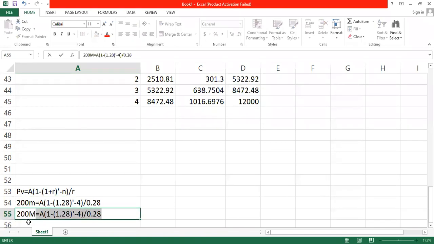So do it and give me the answer. 200 million is equal to. If you do that one, what are you getting? Just do the one that you can do. The A you don't know, so just do 1 minus 1.28 to the power negative 4.